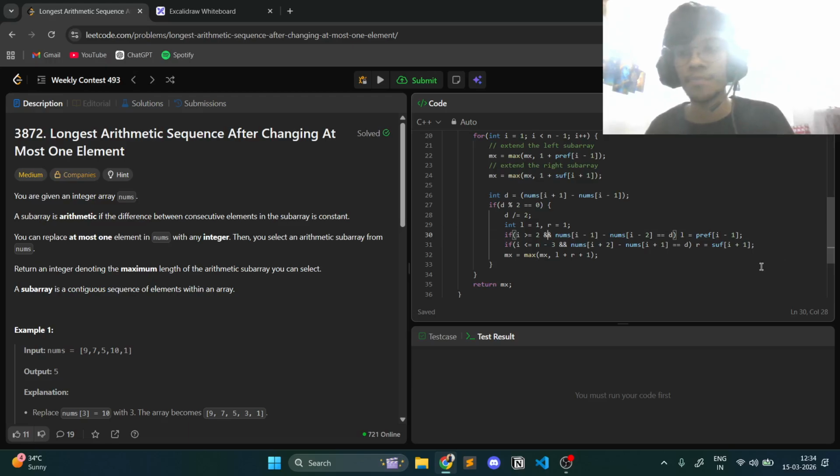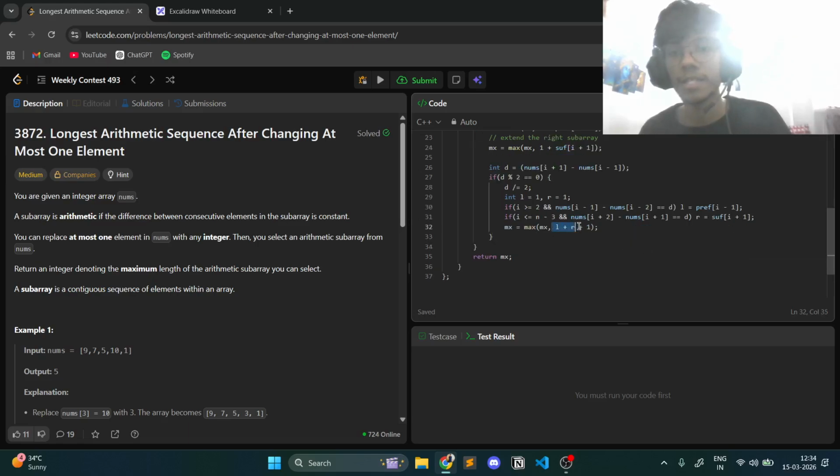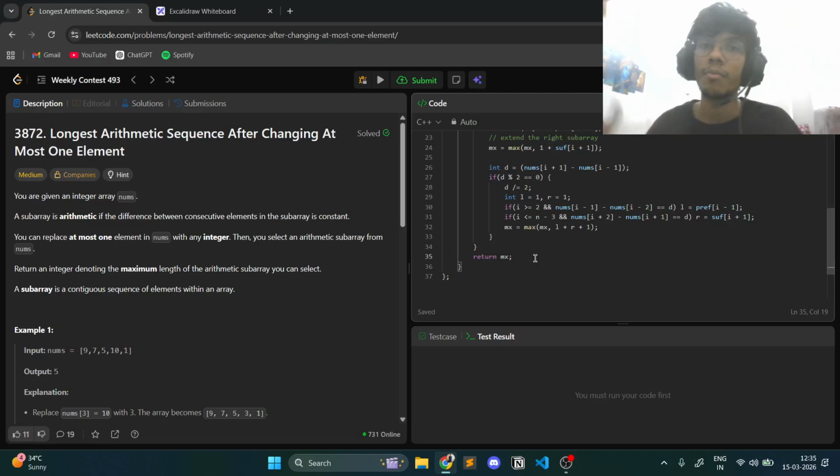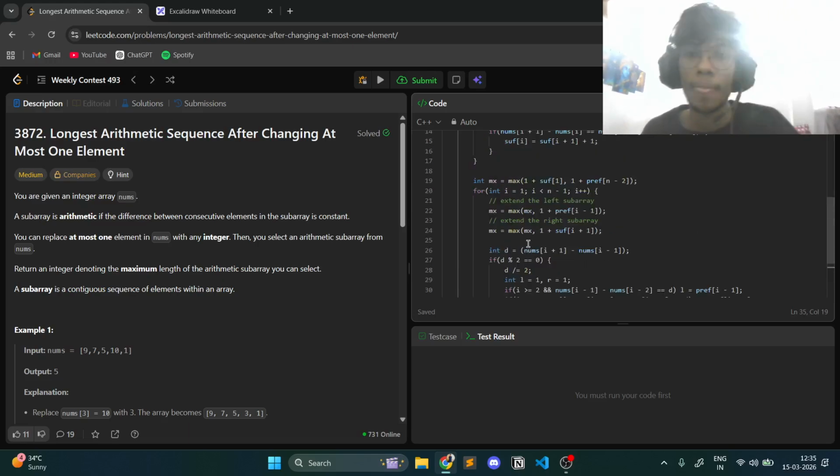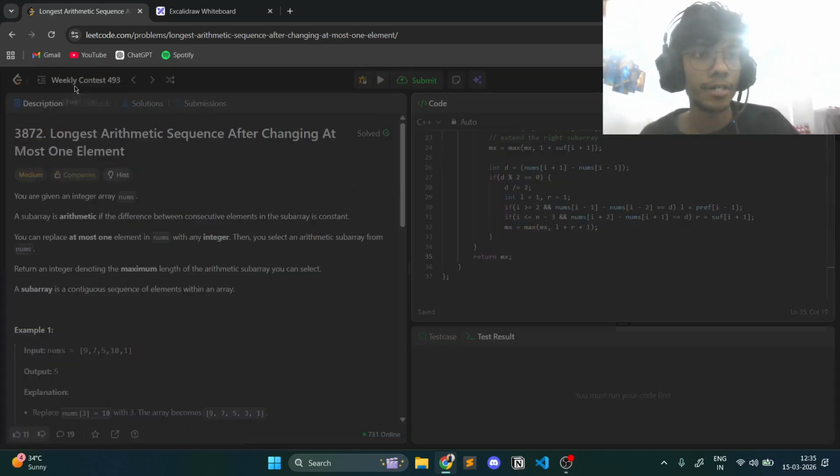If the difference is the same as what we got over here, then I initialize my left with the earlier prefix, and similarly I check the right one. If the difference is the same as what we obtained, I initialize my r with the maximum suffix, and then we just add both of them together and add plus 1 to include the current element, and then we just return the maximum of all such cases, and that is the answer. Alright, I hope you got it.